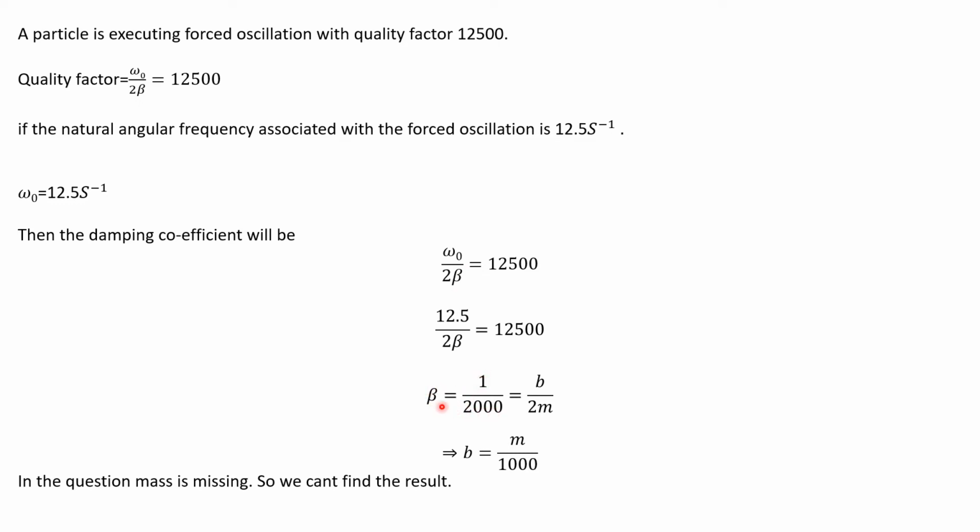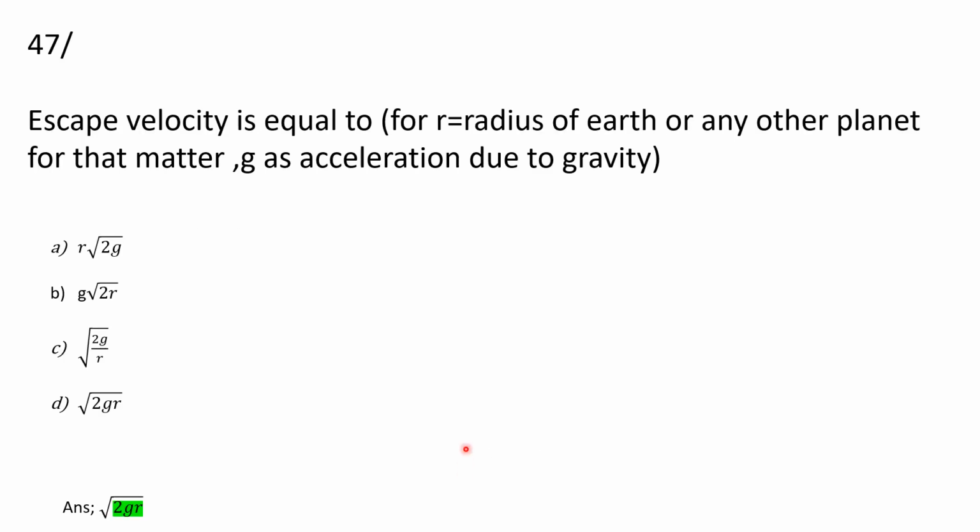Again we know that beta is equal to b by 2m. So in the question it has been asking to find the value of this small b, but m is not given, so we cannot find the result. So let's jump to the next question, and this is the next question.